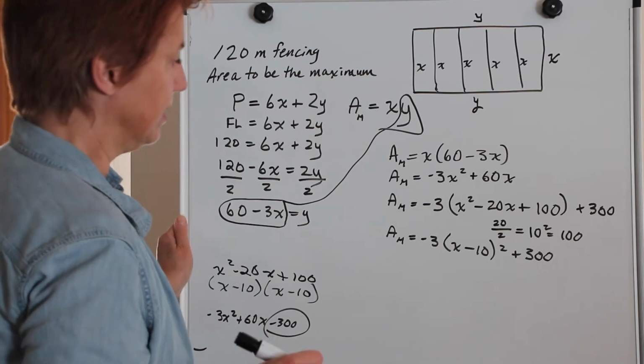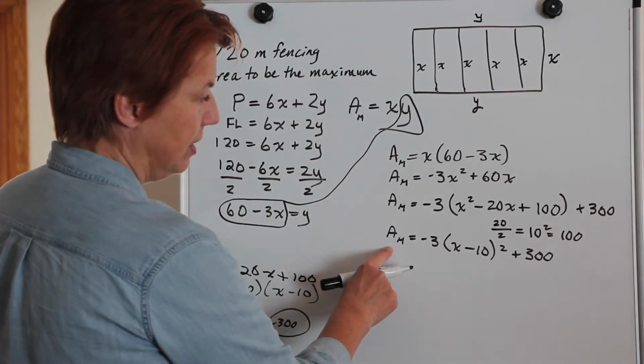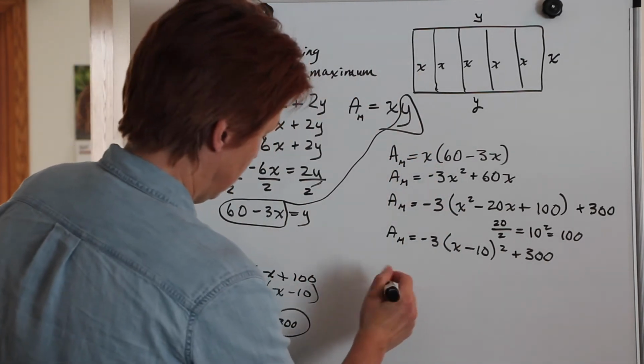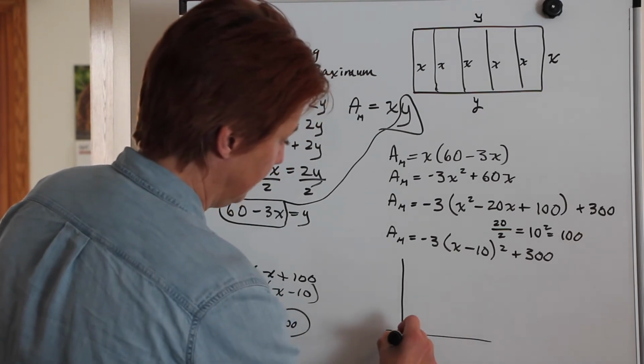So what does this tell us? Well, it tells us that the area will be a maximum when x is 10. Okay? So on a graph, here's what that looks like. I have to be careful not to run out of room here.